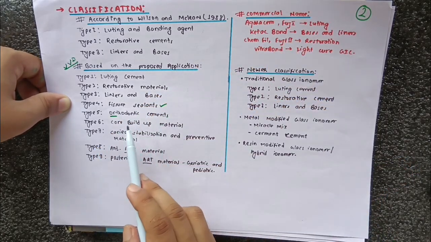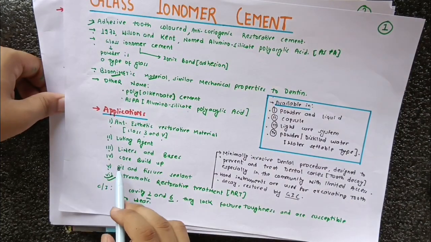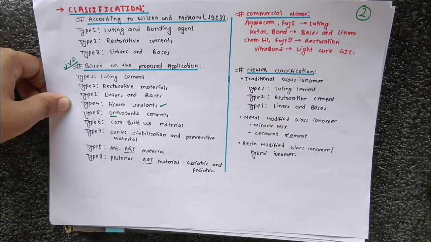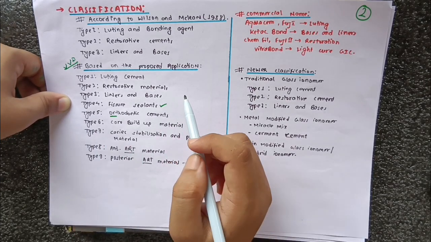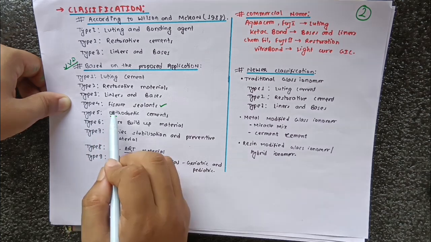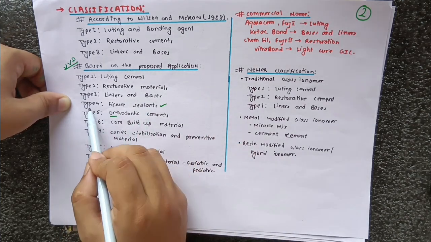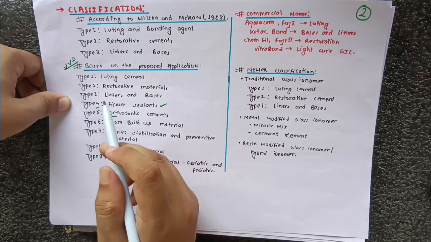So orthodontic cement, and after that core build up material, which also came from the application. So core build up, as I have written here, type 6 is a core build up. And one thing I want to say is that in type 4 you can't say core build up material, and in type 6 you can't say fissure sealant, that will be wrong. So always say type 4 fissure sealant and type 6 core build up material.